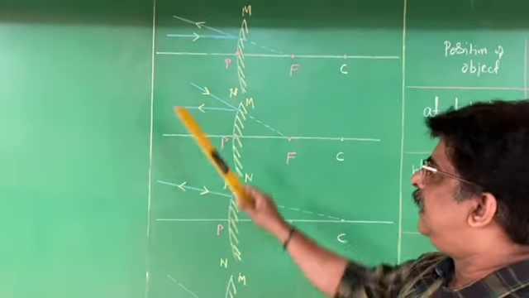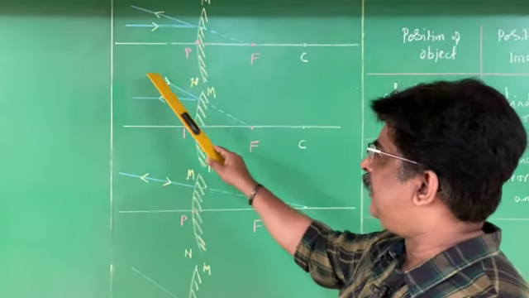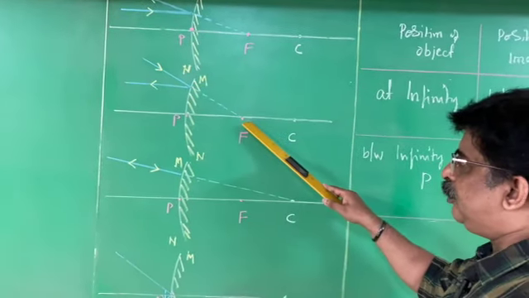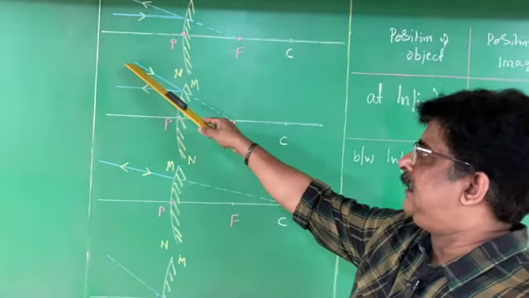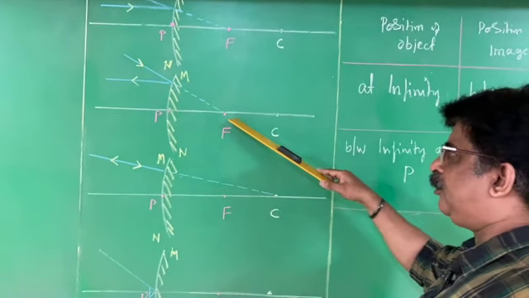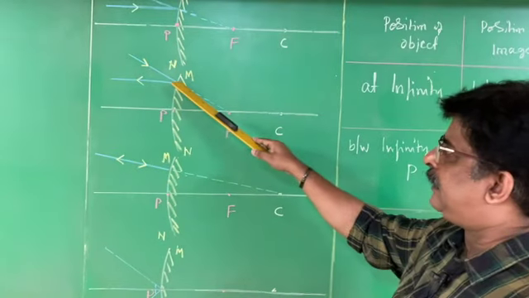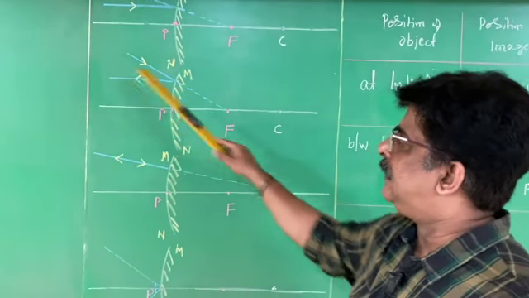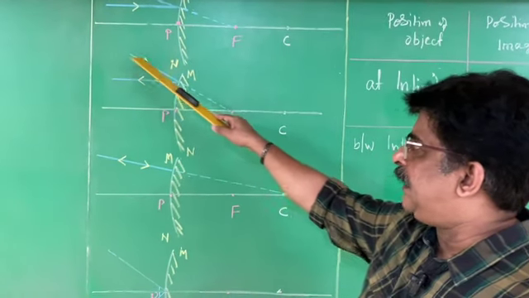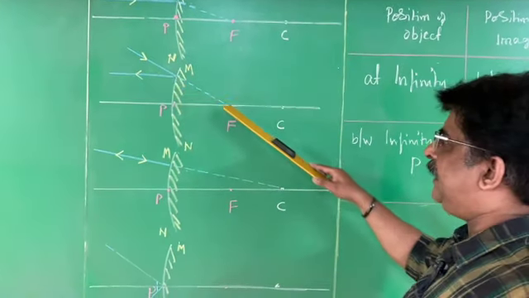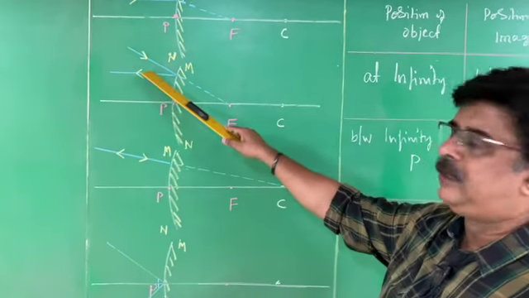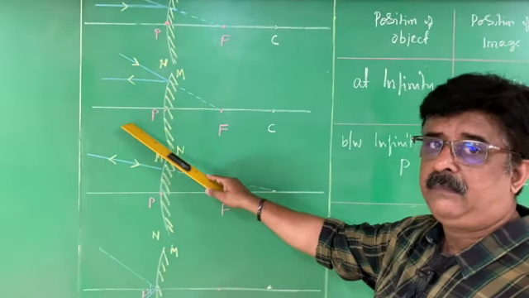Second condition is, the ray of light incident to the mirror passing through the principal focus. Imagine this is the incident ray. It is appearing to pass through the principal focus. After the reflection, it emerges parallel to the principal axis. The ray which is incident to the mirror, coinciding with the principal focus, after the reflection emerges out parallel to the principal axis. That is condition number one.